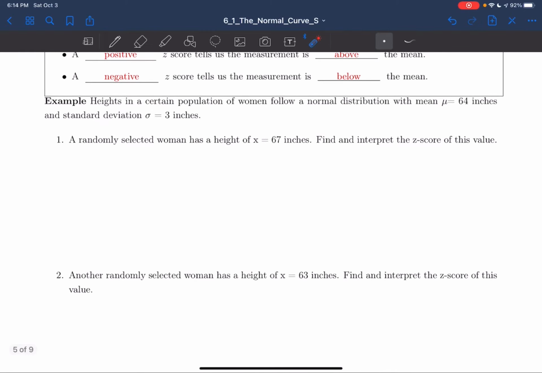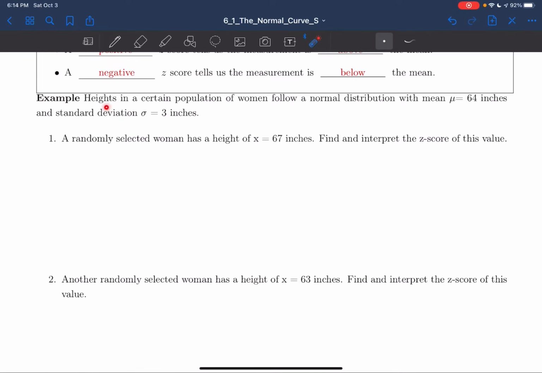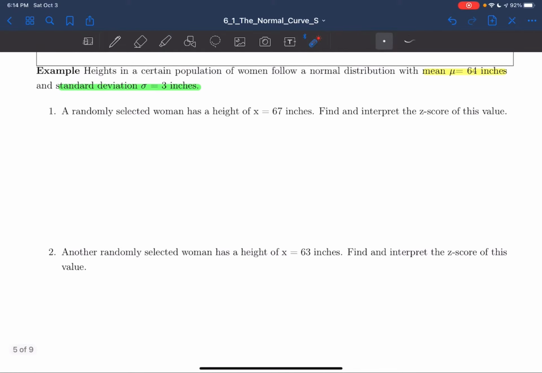Let's do a couple of problems as a refresher. Let's say height in a certain population of women follows a normal distribution with a mean of 64 inches and standard deviation of 3 inches. Say a randomly selected woman has a height of 67 inches. We want to not only compute the z-score, we want to interpret it too.